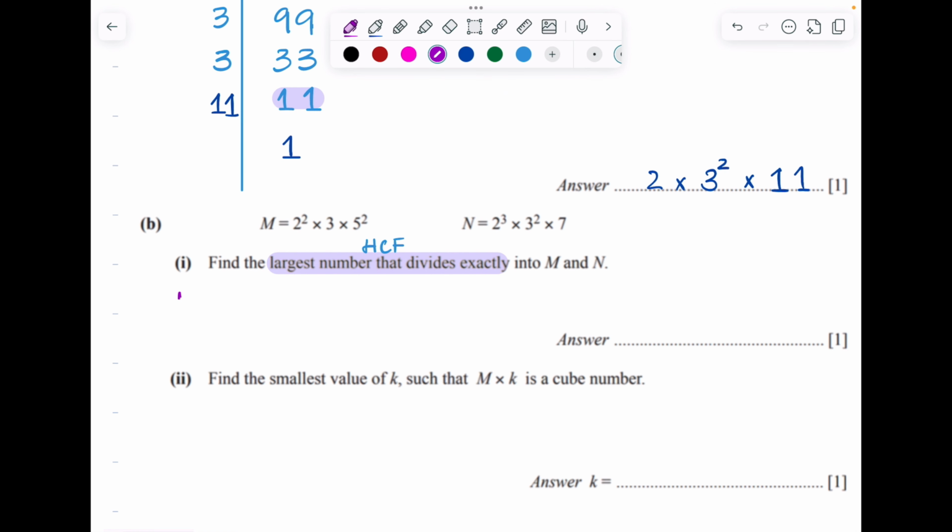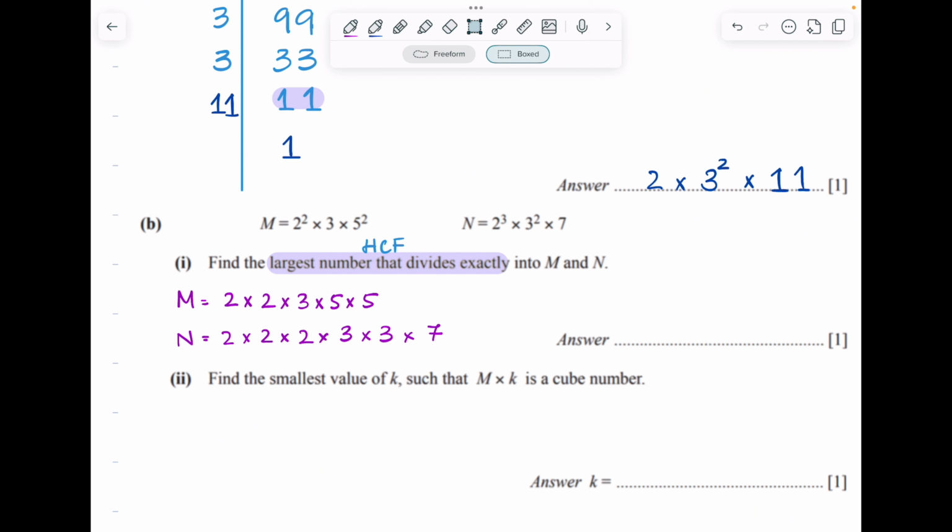Okay, I'm just going to write m in expanded form. It's going to be 2 times 2 times 3 times 5 times 5, and n is going to be 2 times 2 times 2 times 3 times 3 times 7. Okay, they've been written in expanded form.